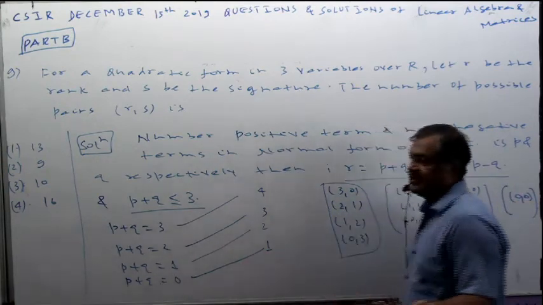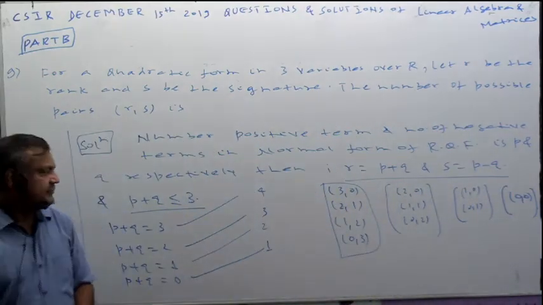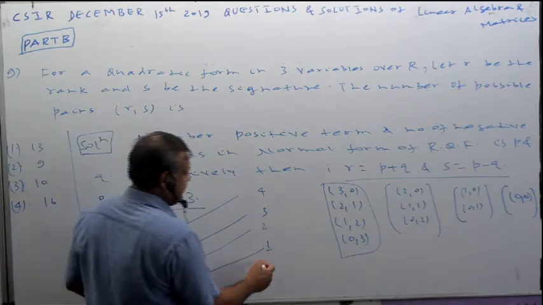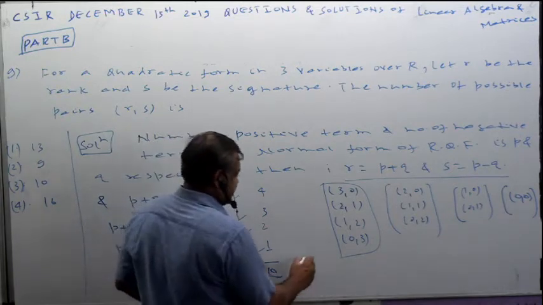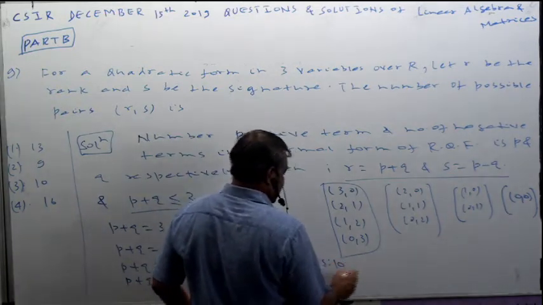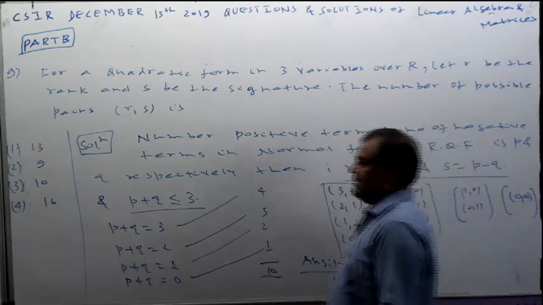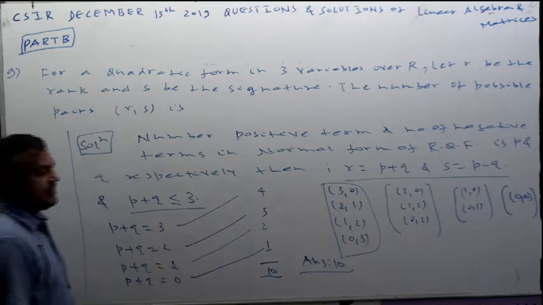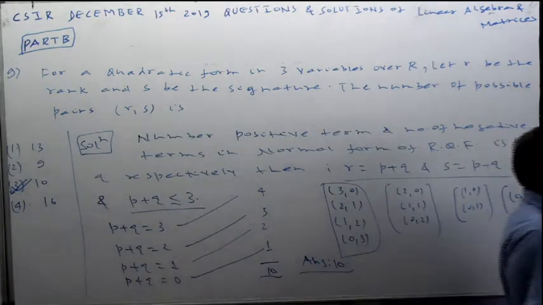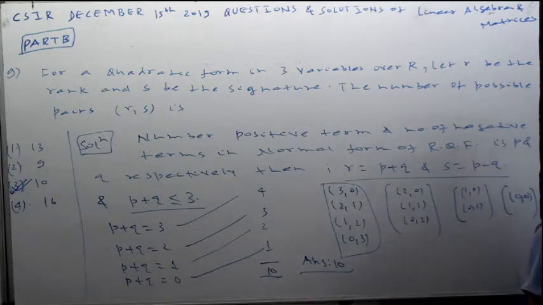We have mentioned it here because R and S are directly dependent on P and Q, the number of positive and number of negative terms. So how many different cases are there? 4 plus 3 plus 2 plus 1, that is 10. So your final answer is 10. Also you can count these values 4, 3, 2, 1, they are 10. Happy with this? So the third option is correct. And I hope you are confident. Next question will be question number 10.